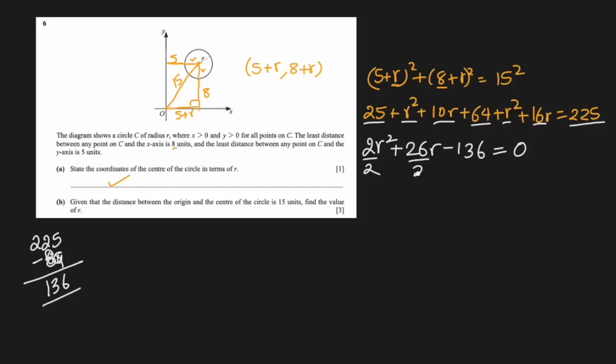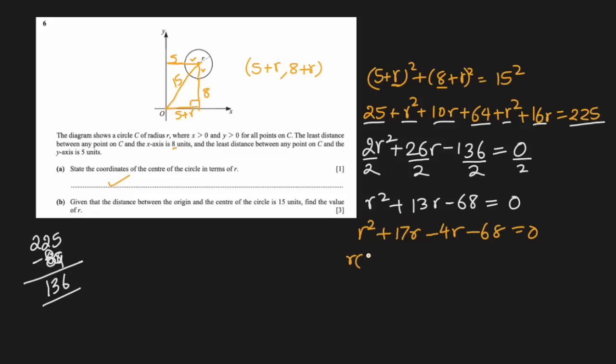All of them are even, so I can divide the whole equation by 2 so that it becomes easier. So it becomes r square plus 13r minus 68 equal to 0. Now, can I get the value of r by splitting the middle term? Yes, I can. I am doing this. You can use your quadratic formula for this, no problem in that. So I'm splitting this because 17 times 4 is 68. 17r minus 4r minus 68 equal to 0. r plus 17, minus 4 times r plus 17. Okay, so r plus 17, r minus 4 equal to 0.